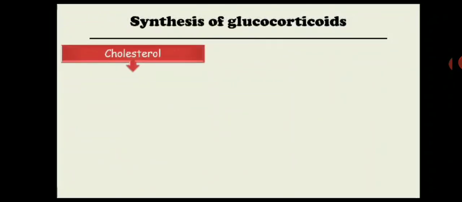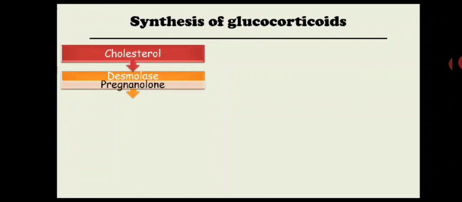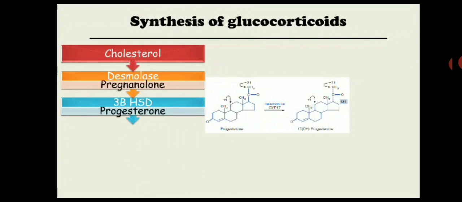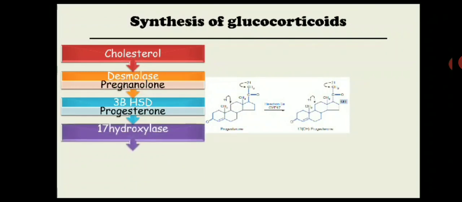Now the synthesis of the glucocorticoid is more or less the same as the mineralocorticoid in the first few steps. Cholesterol will be exposed to the enzyme desmolase, and make pregnenolone. Then pregnenolone will be exposed to 3-beta hydroxysteroid dehydrogenase and make progesterone like this. After that progesterone will be exposed to 17th hydroxylation. This is the progesterone molecule. See, this one is the 17th carbon. This OH group will be added over the 17th carbon.